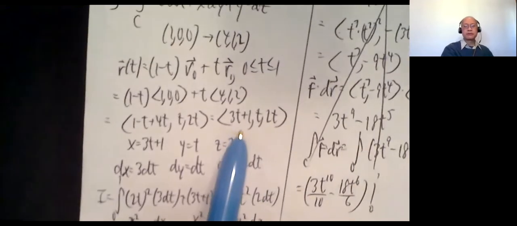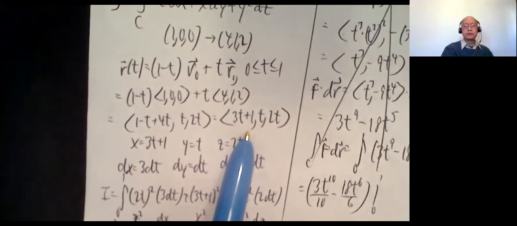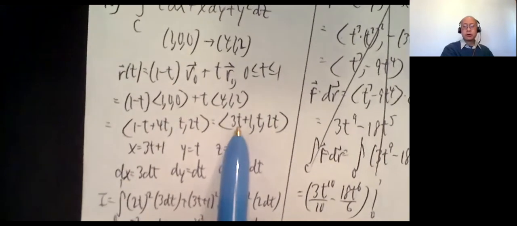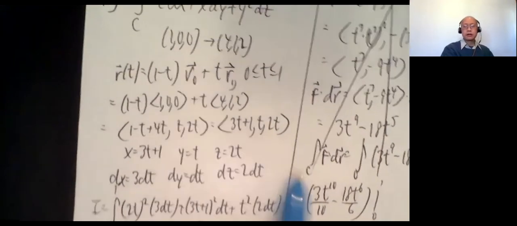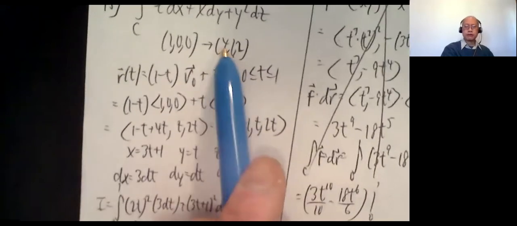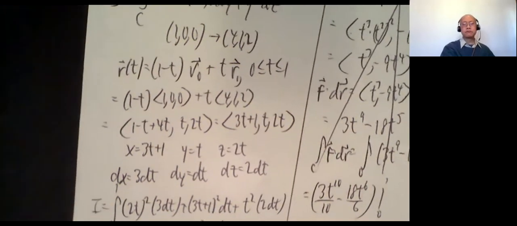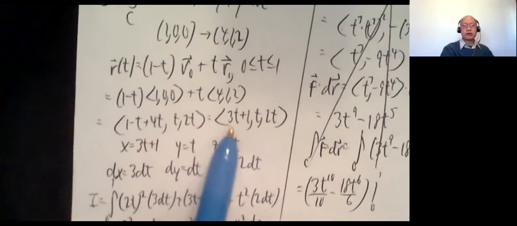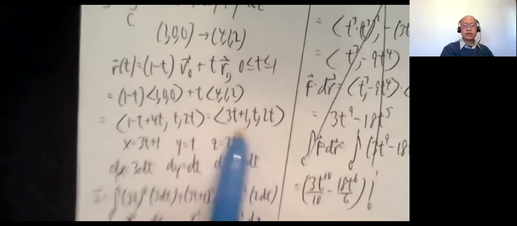So here's what I have. And a very easy way to double check it: you're going from 0 to 1. Plug in 0, you have 1, 0, 0, correct? Plug in 1, you have 4, 1, 2, correct? So you know you did it right. Which basically means x equals 3t plus 1, y equals t, z equals 2t.